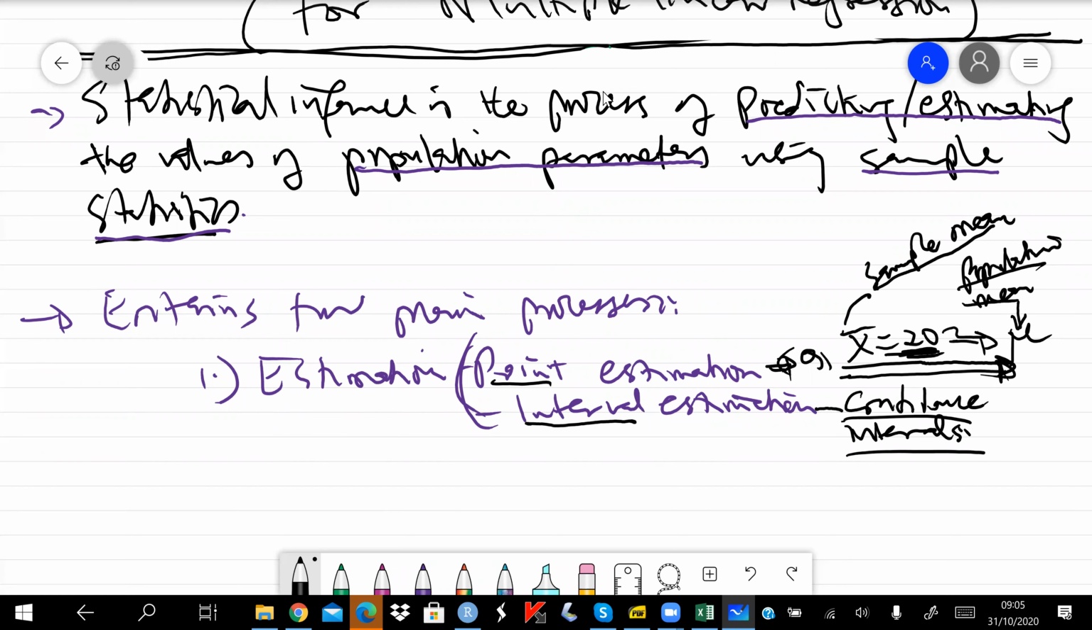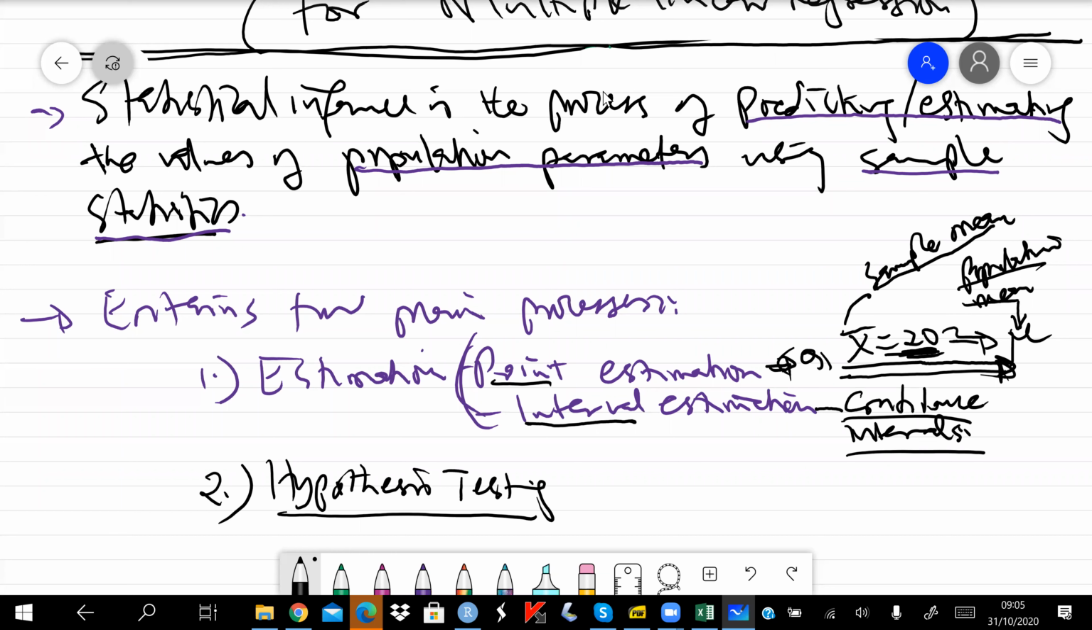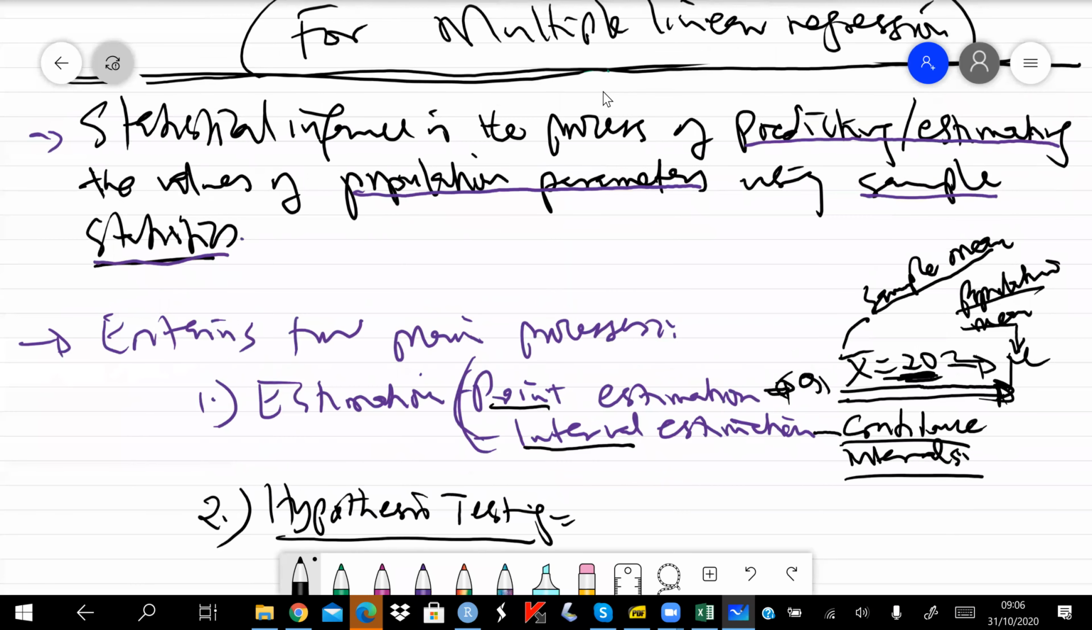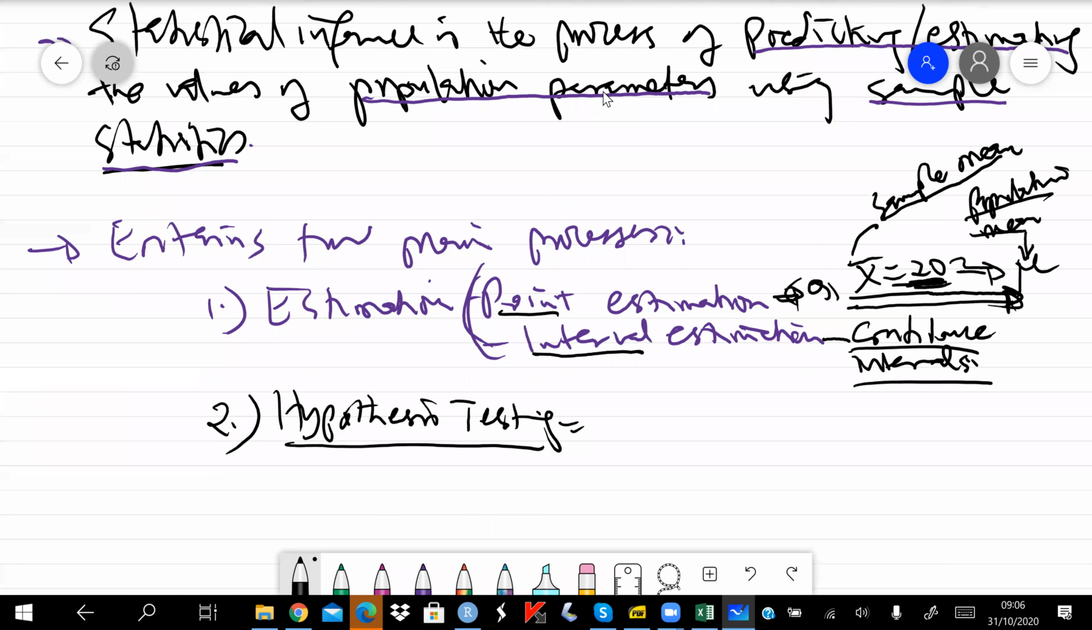Then the other part is hypothesis testing. I think you've covered a lot of this, especially you've tested hypotheses about the mean, the proportion, and so on and so forth. So we'll be doing the same. We'll be testing hypotheses, but now we'll be testing hypotheses revolving around beta naught, beta 1, beta 2, all the way to beta k. The process that we saw of hypothesis testing is the same we shall be using here. All the 6 or 5 steps that are used in hypothesis testing, we shall be following them in this context.